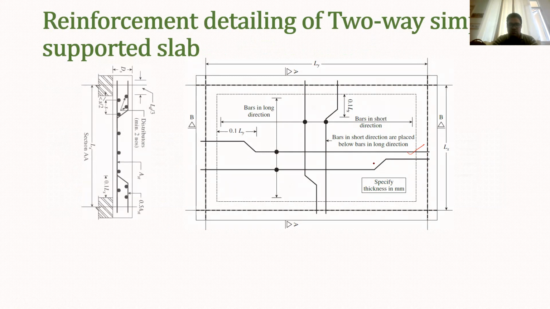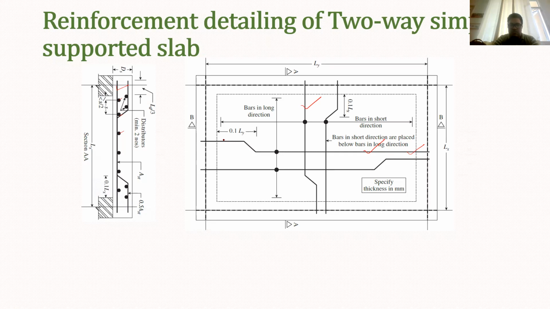And if we cut the section AA, then here we can have a better understanding of the reinforcement. This is the bottom reinforcement, which will always be along the shorter span, and these dots are the reinforcement along the longer span. But these are again the main reinforcement to resist the bending moment along the longer span. Similarly, these reinforcement are to resist the bending moment along the shorter span, which is Mx.